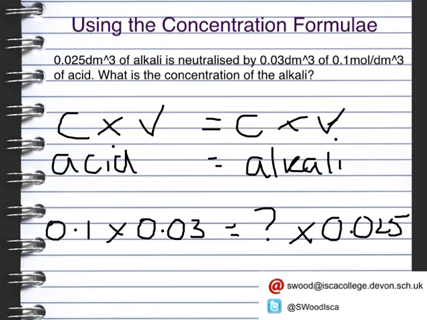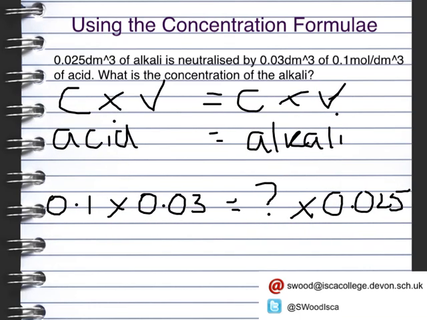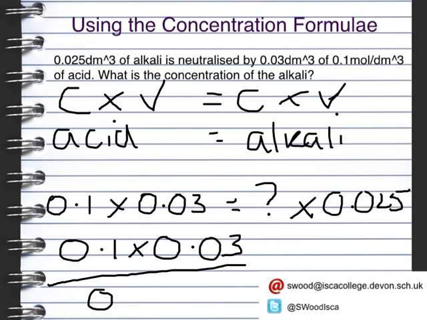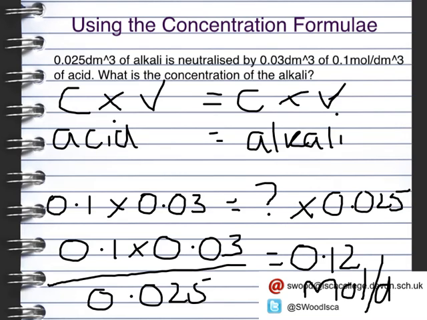0.025. Now what we need to do is we need to make this the subject of the equation. So because this is multiplied, we divide both sides by this. So that will give us a new equation. I'm just going to move this up a wee bit here. This will give us a new equation of 0.1 times 0.03 divided by 0.25, and that will give us a concentration of 0.12 moles per decimeter cubed.